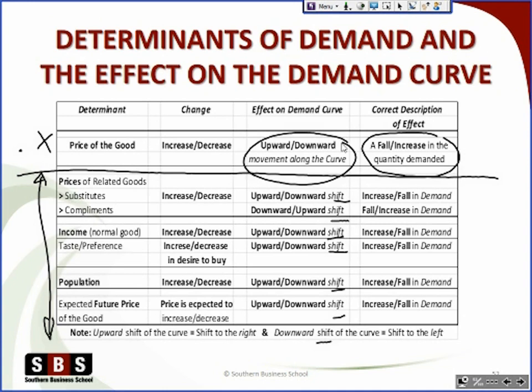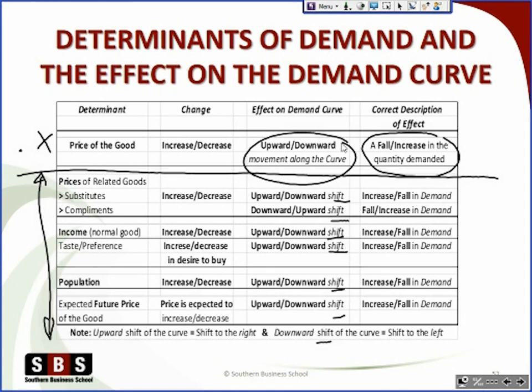Okay, so this table is important. You may be asked, what causes a movement along the demand curve? In a table, show what causes a movement on the demand curve. Then it's the price. And what causes the demand curve to shift? These are all the things that cause it to shift. So there are long questions about this.